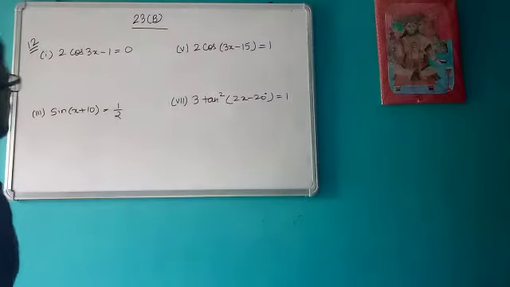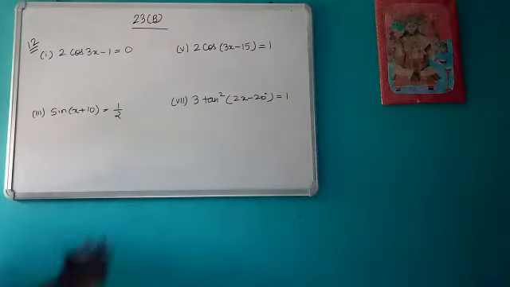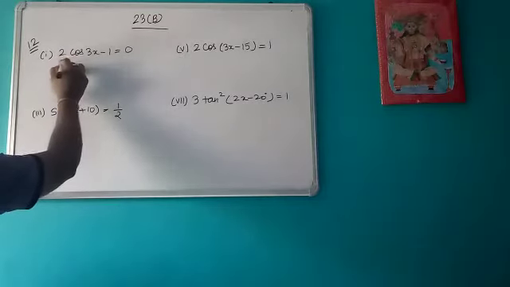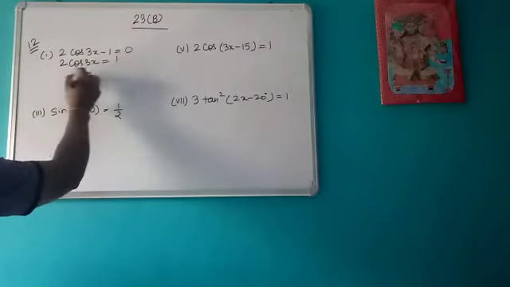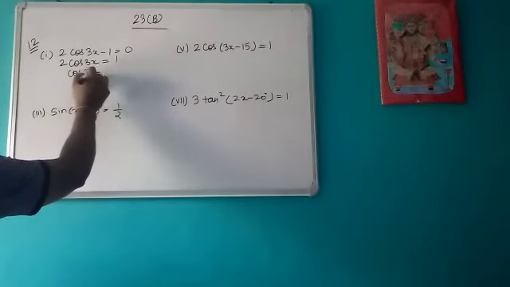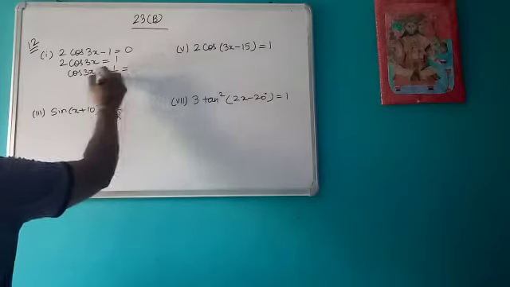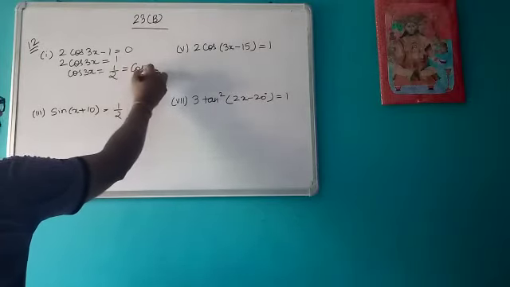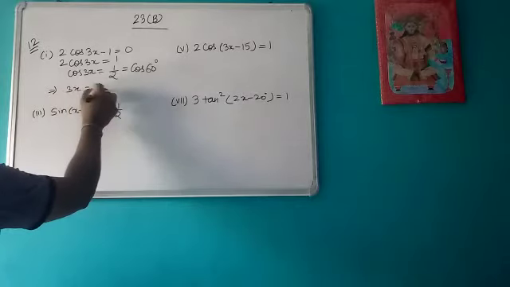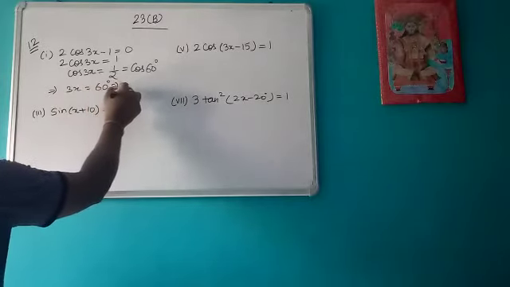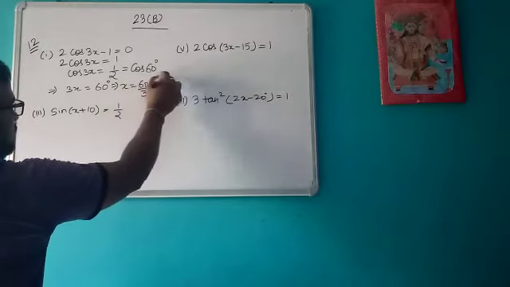So question number 12. Suppose something is given like this and we have to find the value of x. Then how will we solve it? That one will go there, so it becomes like this. Then again 2 will go there, so it will be 1 by 2. And we know that cos is 1 by 2 when it is equal to 60 degree. That means our 3x will be equal to 60, and from here you will get x equal to 60 by 3, that is 20 degree.